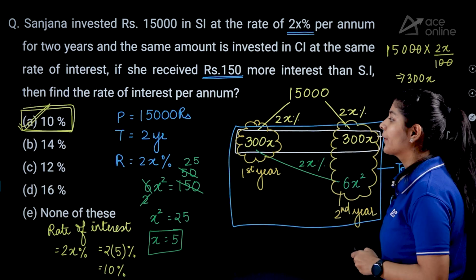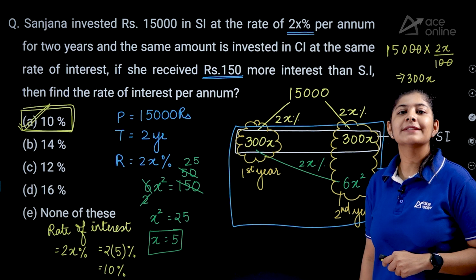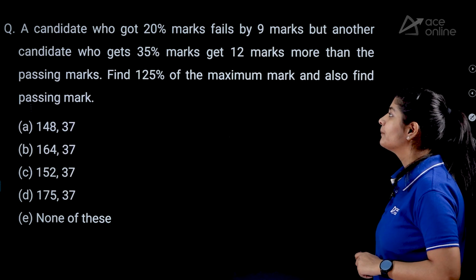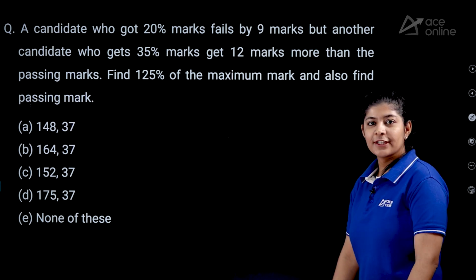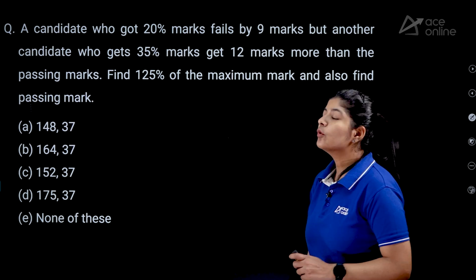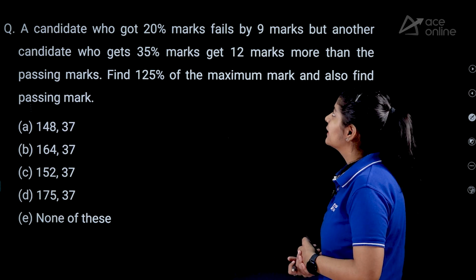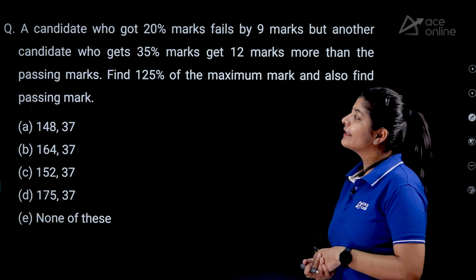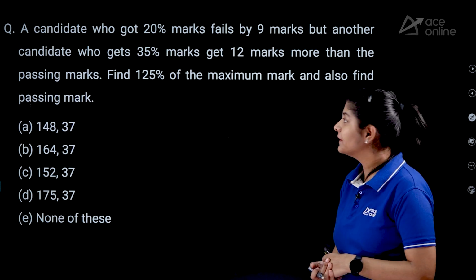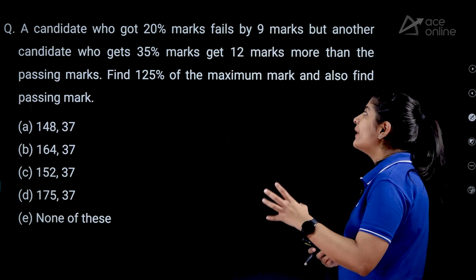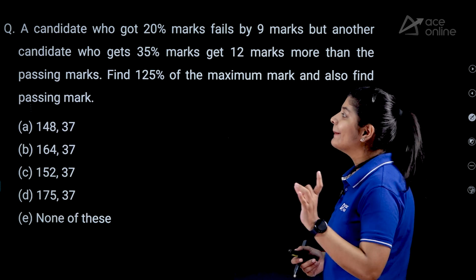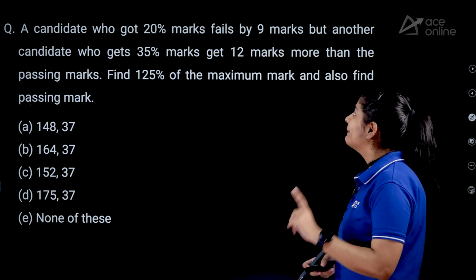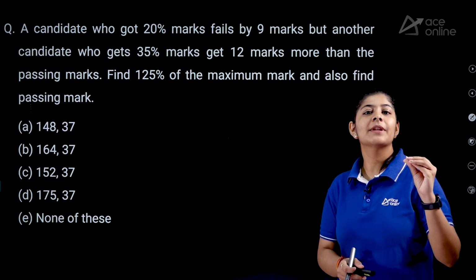Clear? Okay. Now let's move towards the second question and let's see what it is and how we are going to deal with that. So the next question is, a candidate who got 20% marks fails by 9 marks, but another candidate who gets 35% marks gets 12 marks more than the passing marks. Find 125% of the maximum marks and also find out the passing marks.